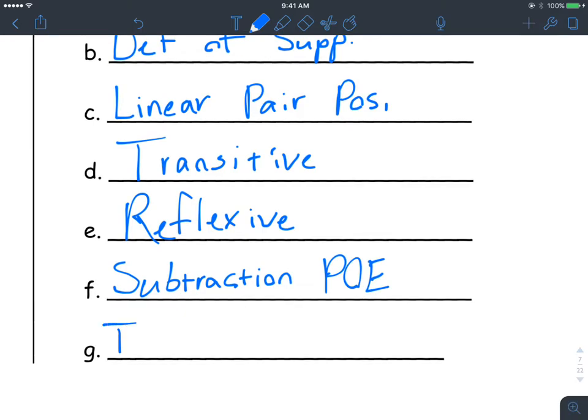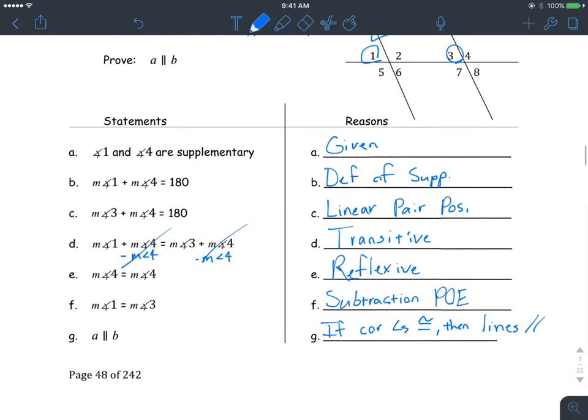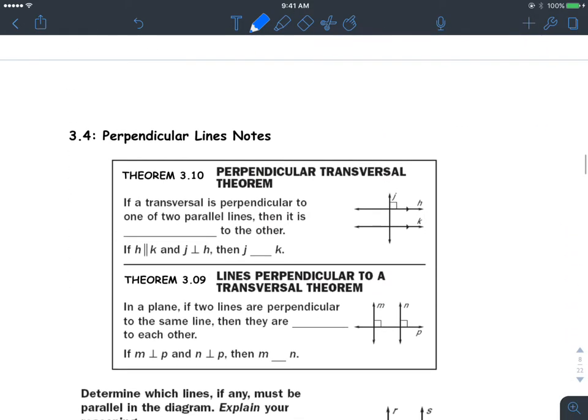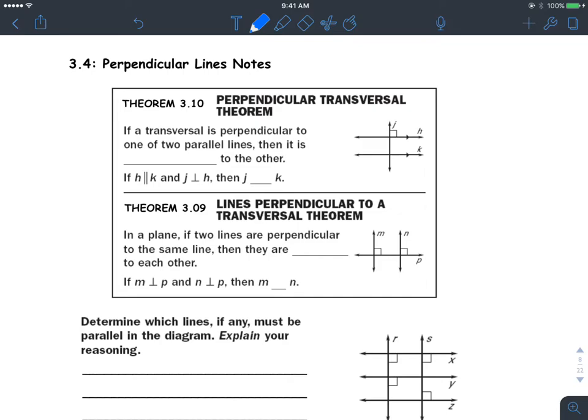So we'll write, if corresponding angles are congruent, then the lines A and B, so you can just say then lines are parallel. And then there you go, there's your proof right there. You'll get a lot of practice of that in the homework. There's a couple of them in there that'll be like that.